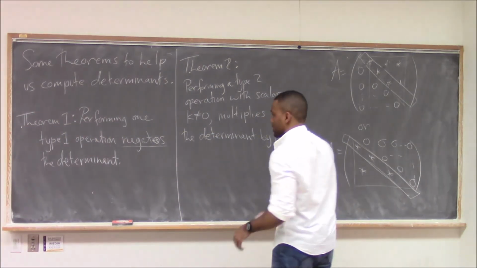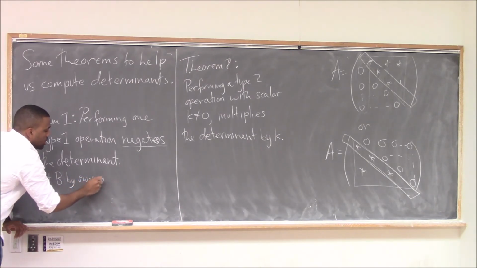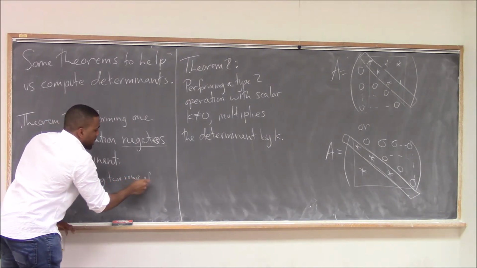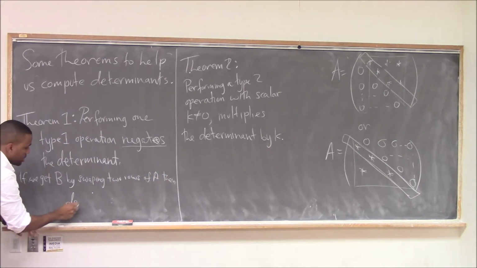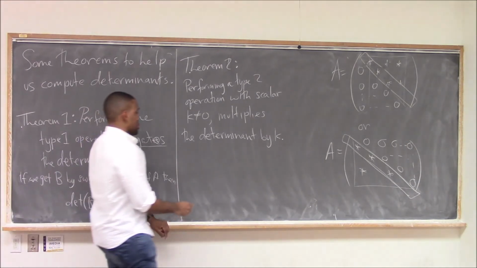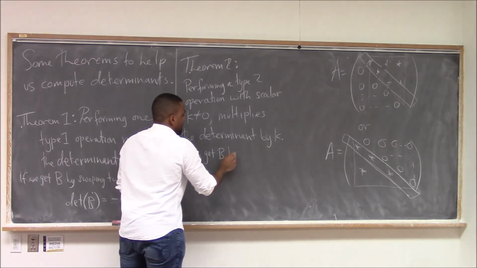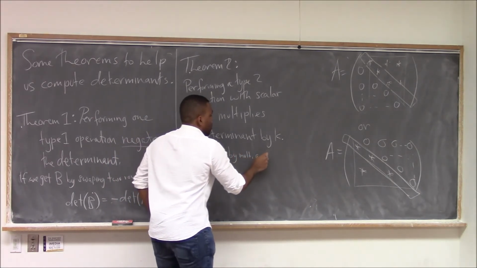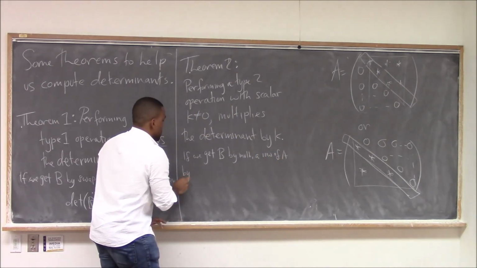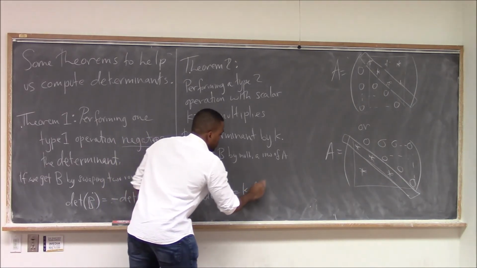So in other words, what this is saying is, if we get B by swapping two rows of A, then the determinant of B is going to be the negative of the determinant of A. And this one is basically saying if we get B by multiplying a row of A by k, then the determinant of B is going to be k times the determinant of A.